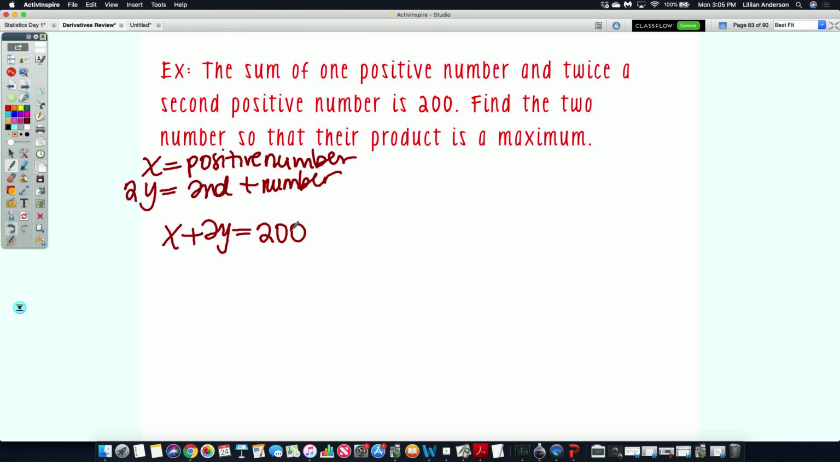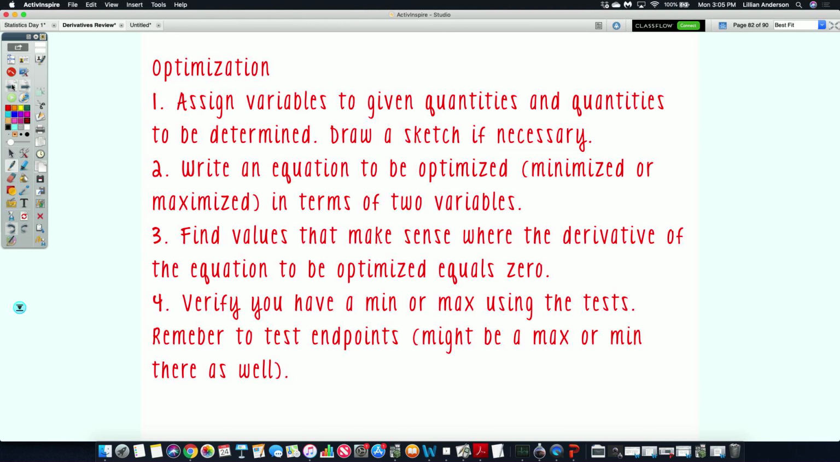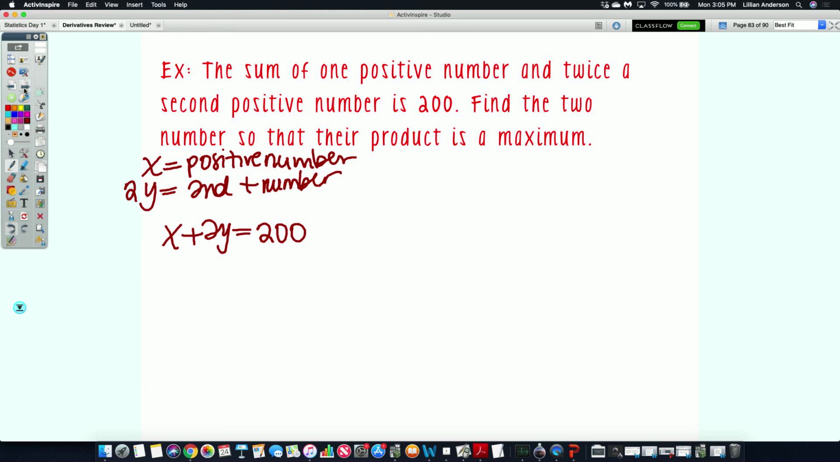Now the equation that we actually need to optimize, which is what we do in part 2, it says find the two numbers so that their product is a maximum. Product means what? Multiplication. So the equation we need to optimize is x times 2y. I'm going to make this A. A is going to represent the maximum, the product. So this is what you have. You basically have 2xy is equal to A, whatever it is that we're trying to maximize, the product.